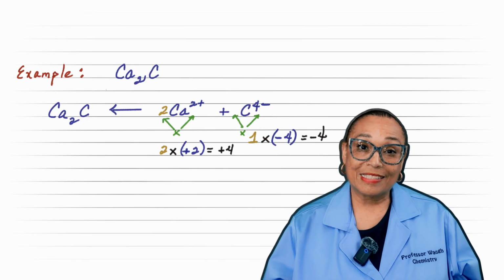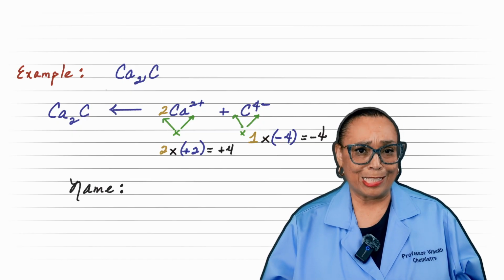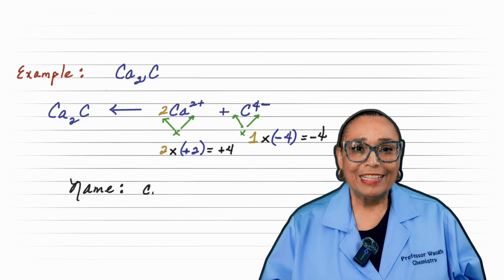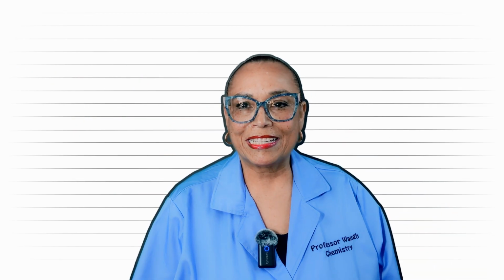That's how we got that Ca2C. And what would be the name? Easy for you. Calcium carbide.